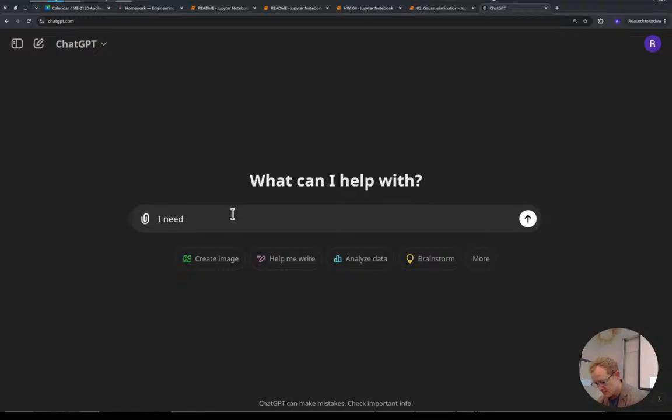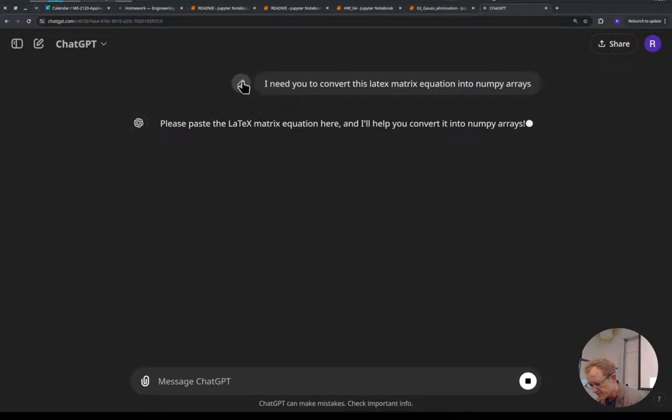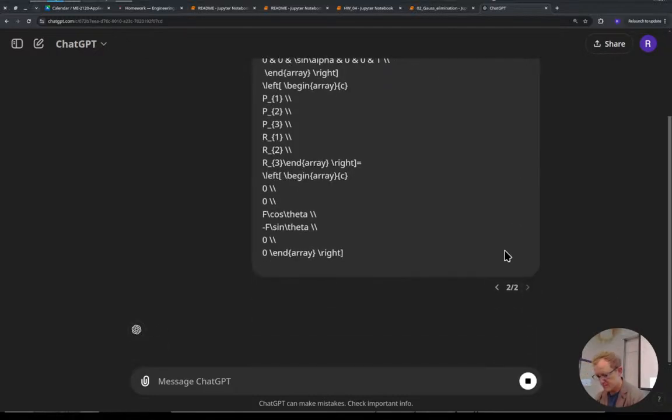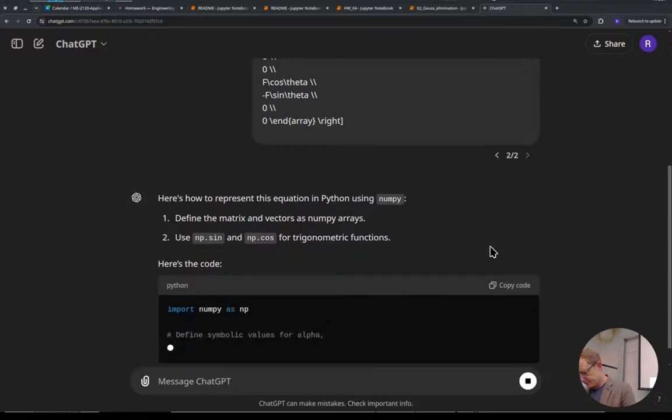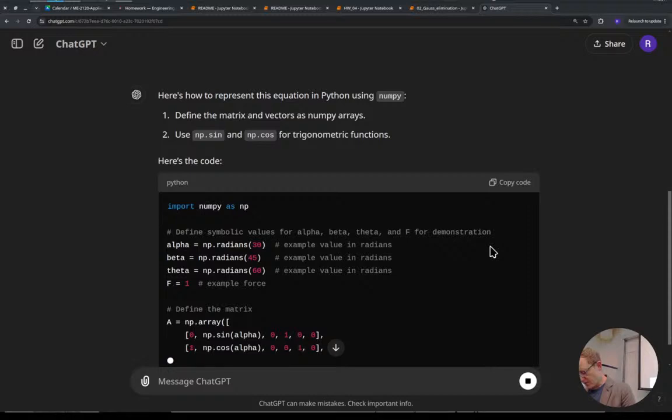I need you to convert this LaTeX matrix equation into NumPy arrays. And so far, it's been doing pretty well.